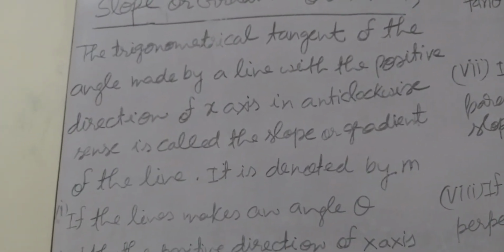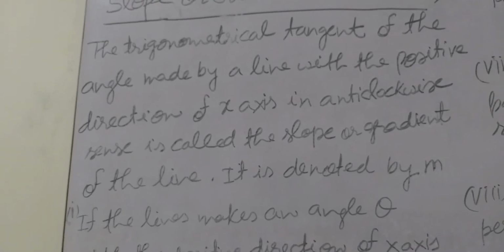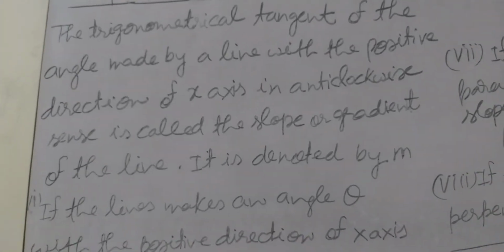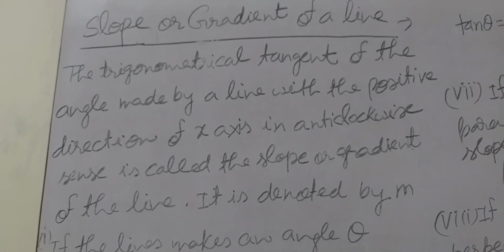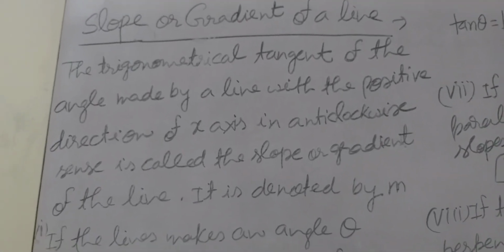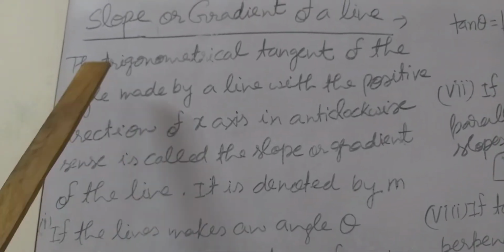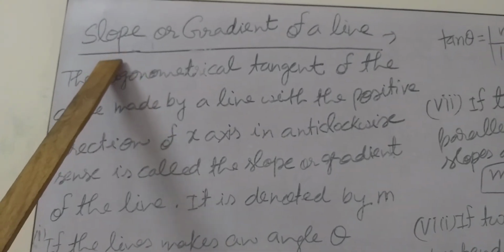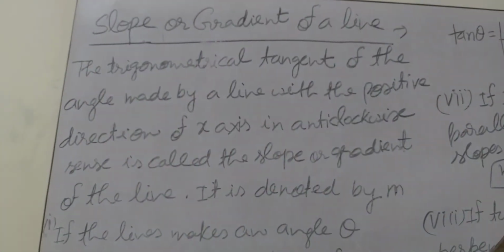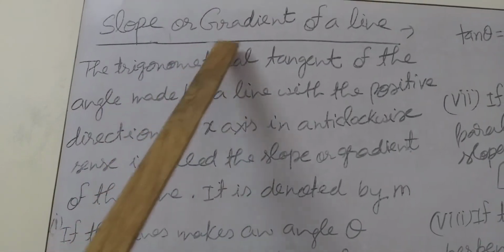Today we are going to learn the next part of the application of derivatives. It is tangent and normal. So first of all we have to know about the slope or gradient. What is the slope or gradient of a line?